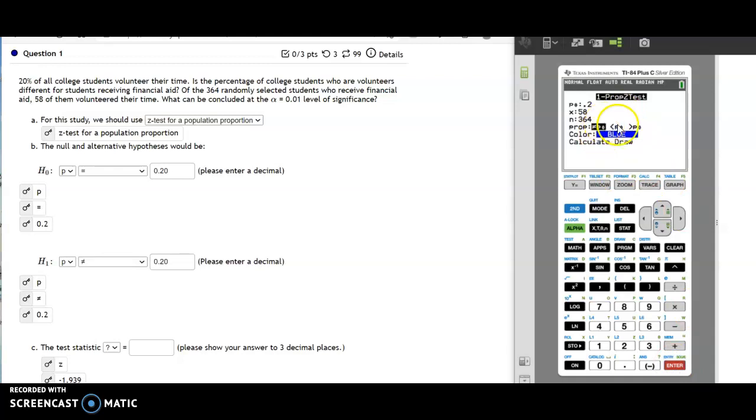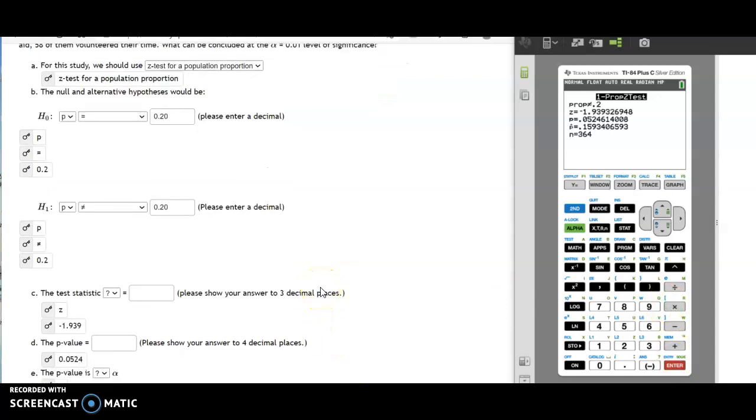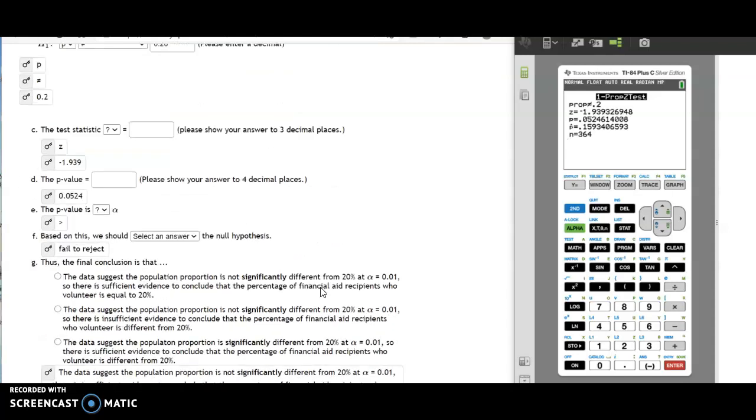Then here you need to select whichever inequality you used in your H1. In this case, we used a not equal to, so just make sure that's highlighted. And then we want to calculate. Any problems so far? Okay, this should seem fairly familiar if you've done 9A.